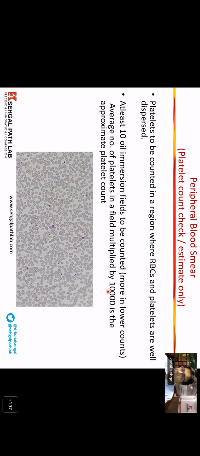Again, remember, Dr. Molly was saying 15,000 or 20,000. With the same average of 16, if you multiply by 15,000, your platelet count will become 2,40,000. If you multiply by 10,000, your platelet count will become 1,60,000. Imagine the difference in platelet count and the subjectivity that comes with a peripheral smear check.